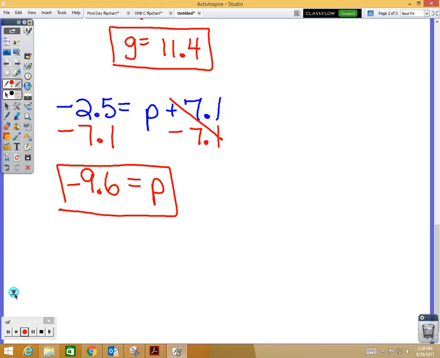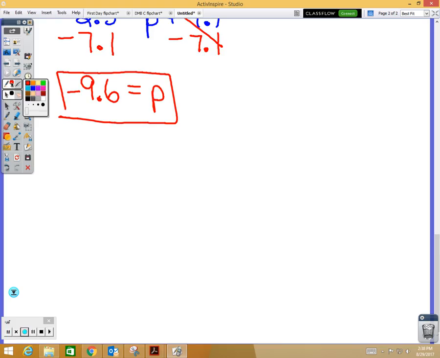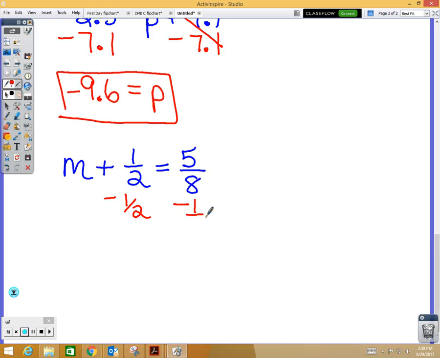All right, let's do one fraction problem, and then we'll move on to multiplying and dividing. If you had m plus 1/2 equals 5/8. What's my inverse operation? Minus 1/2. What do you know about adding and subtracting fractions? Common denominator. So what is my common denominator going to be in this problem? An 8. So 5/8 is fine. 1/2 would be what eighths? 4/8. So 5/8 minus 4/8 is 1/8.